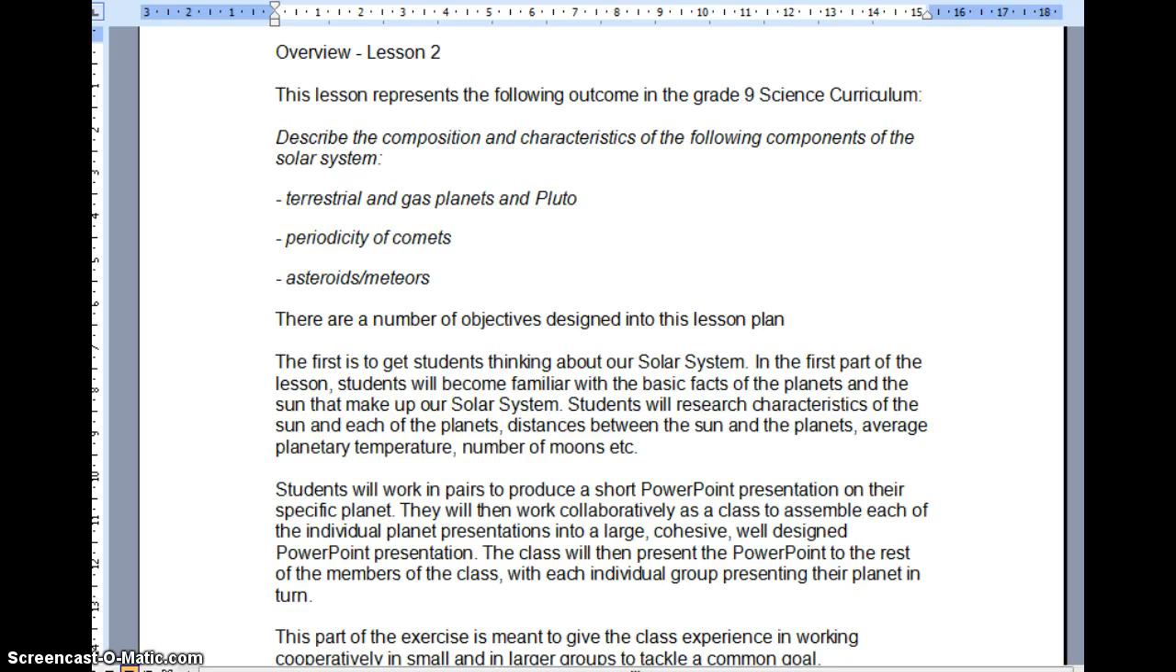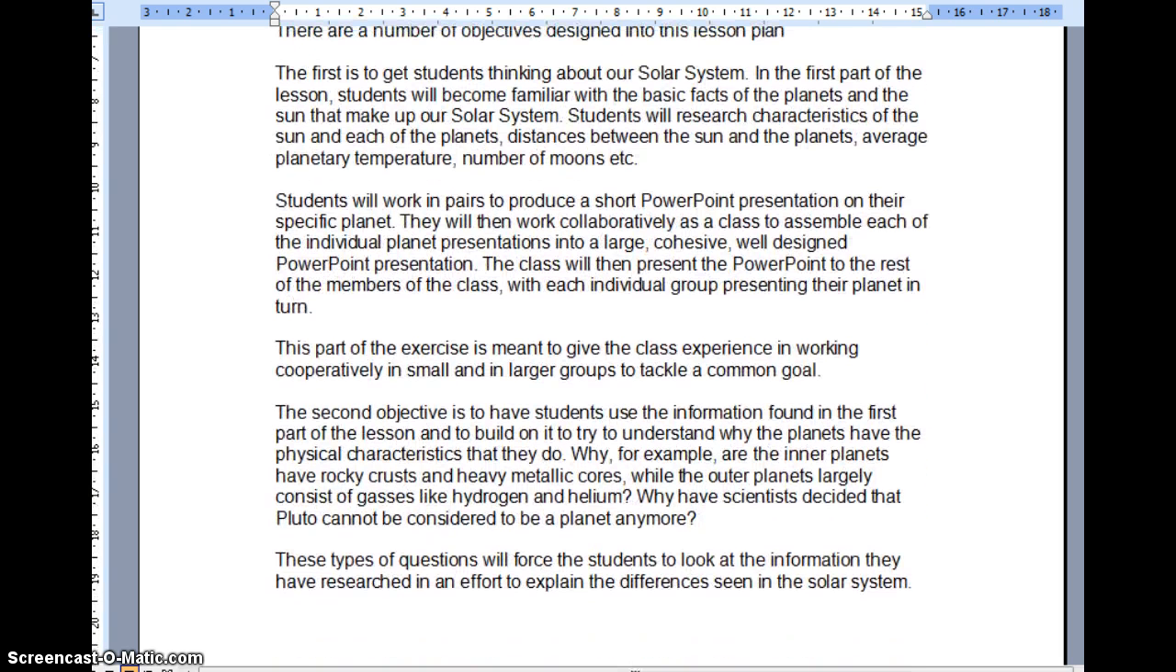The first objective is to get students thinking about the solar system and get familiar with the basic facts of the sun and the planets that make up the solar system. Students will research characteristics of the sun and each of the planets, such as distances, average temperature, number of moons, etc. Students will then work in pairs to produce a short PowerPoint presentation on the planet they're given. They will then work collaboratively as a class to assemble each of the presentations into one larger PowerPoint presentation. This part of the exercise is meant to give the class experience of working cooperatively in small and larger groups to tackle a common goal.